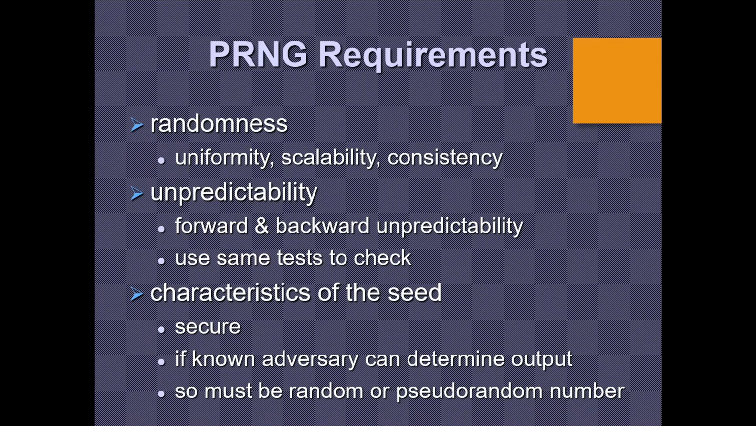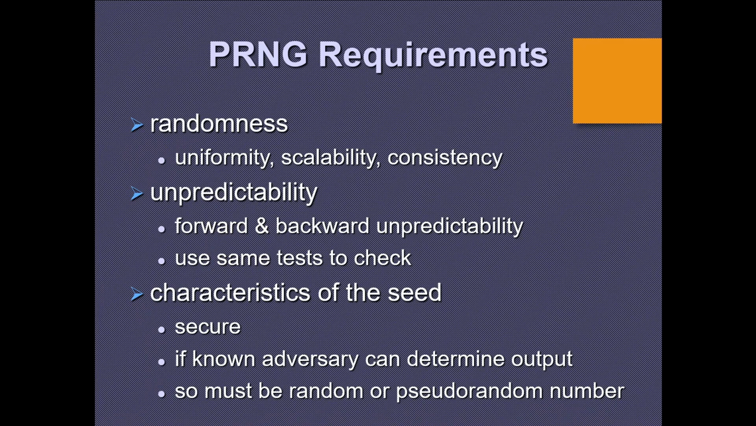In terms of randomness, the requirement for a PRNG is that the generated bit stream appear random even though it is deterministic. There are applications that specify that some standard tests should seek to establish the following three characteristics: uniformity, scalability, and consistency. And then later, SP 800-22, a standard, listed 15 separate tests of randomness.